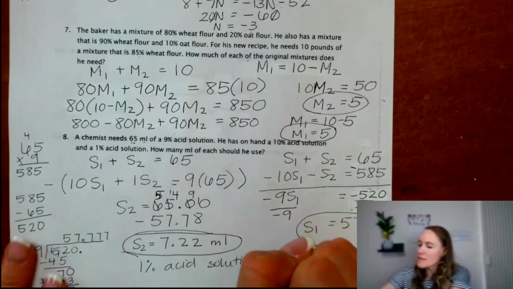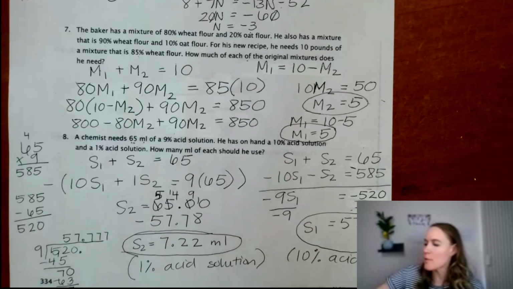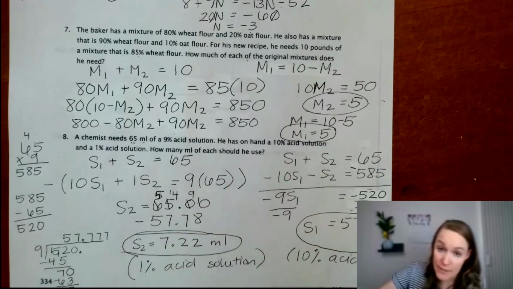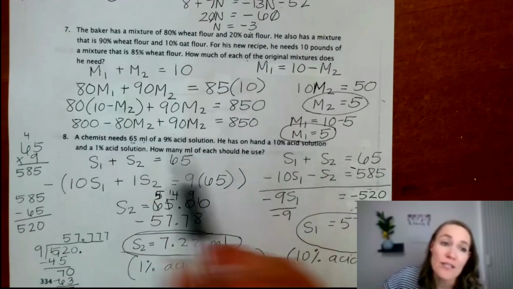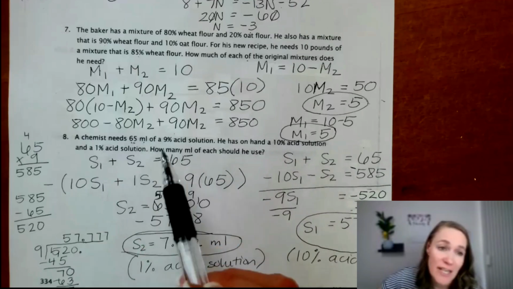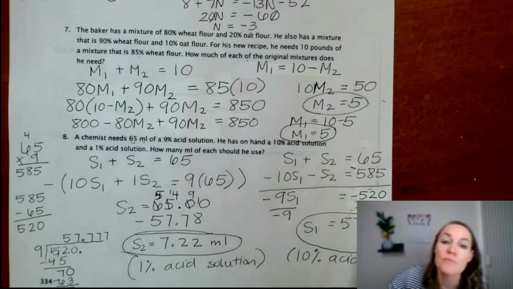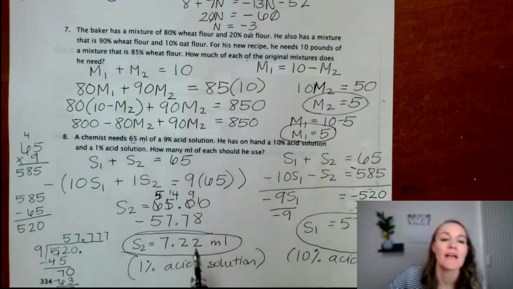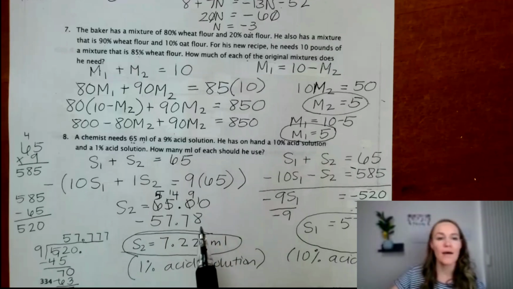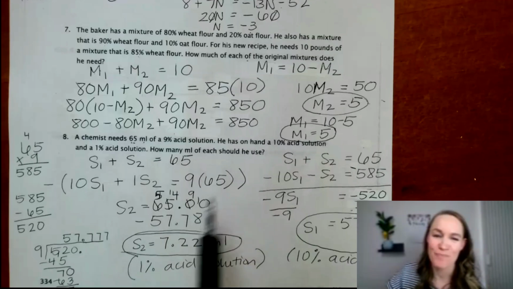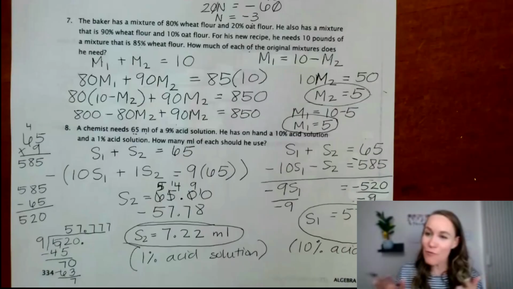And it would make sense that I would need more of the 10% acid solution because 10% is really close to 9. I just need to dilute it just a little bit. And so that would make sense that I would use mostly the 10% acid solution and a little bit of the 1% acid solution.